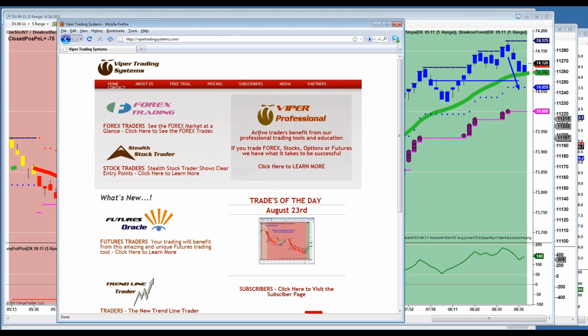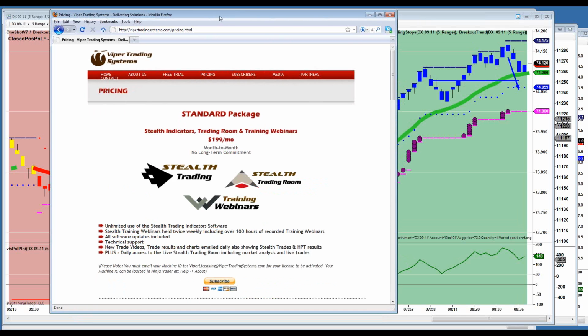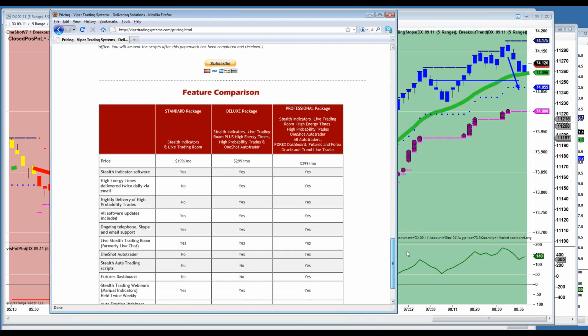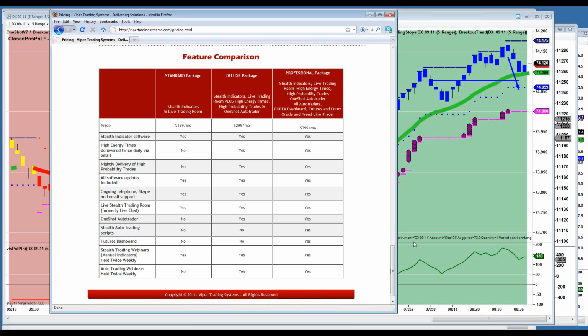Let me go ahead and answer some questions on the pricing real quick before we wrap here. Pricing is right here on our home page. And in a nutshell, a good way to tell the difference between the three is a little comparison chart down here. You can scroll down to the bottom. Standard package, you can see what it has. It has the indicators, it has the room. Of course, it has support. It doesn't really have any auto traders associated with it. This is sort of the base package: Stealth indicators, trading room, and webinars.